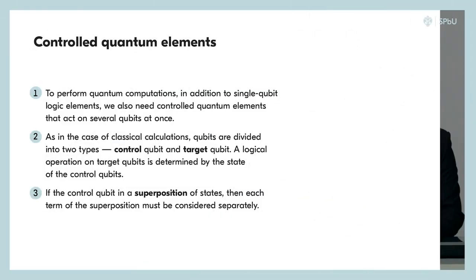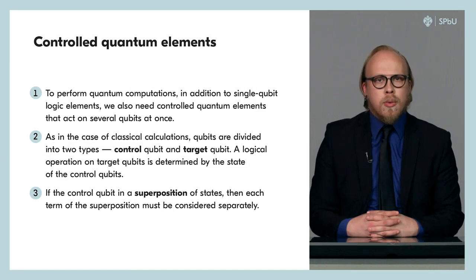In contrast to single-qubit elements acting on one qubit, now several qubits are entered on the input of controlled logic elements at the same time. At least one of them will be the control, and at least one of the others will be the target. By analogy with classical calculations, any logical operations performed on a set of target qubits occur only at certain values of the set of control qubits.